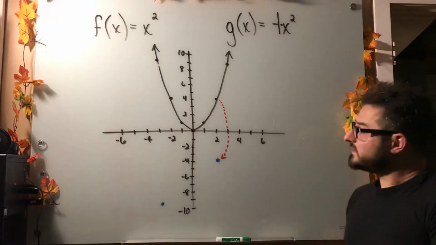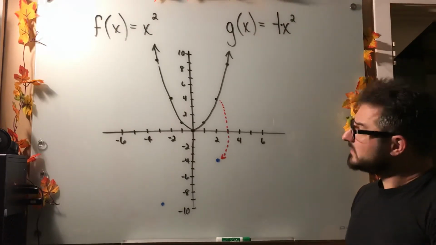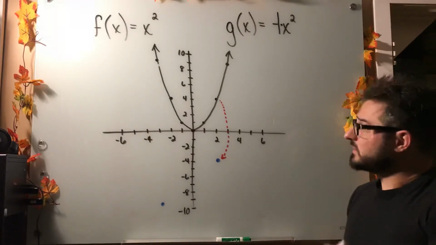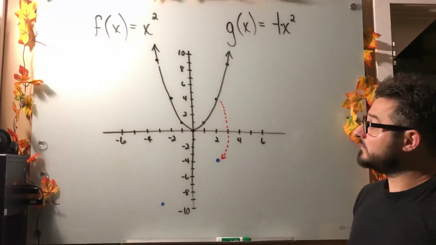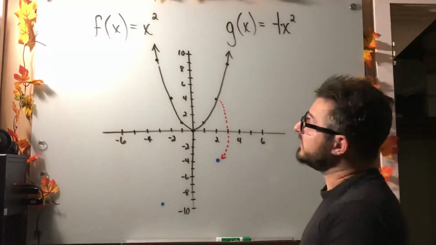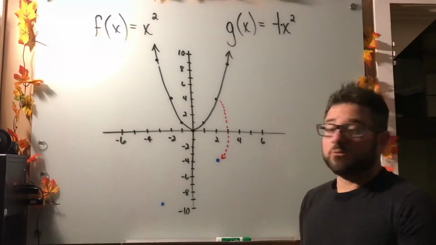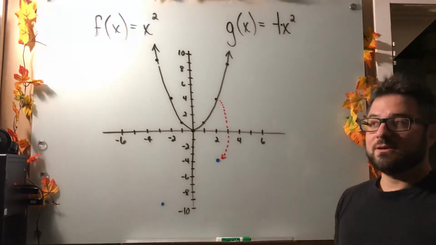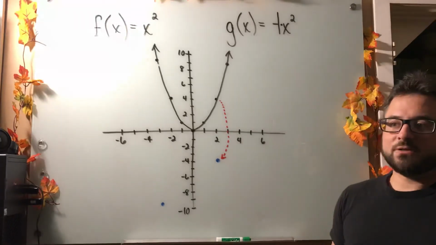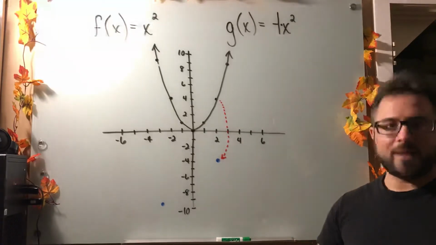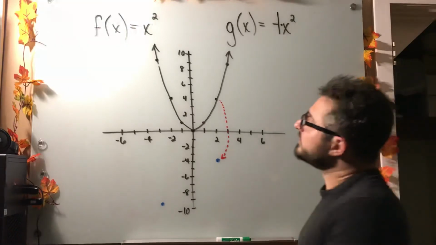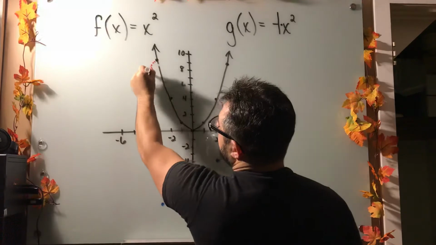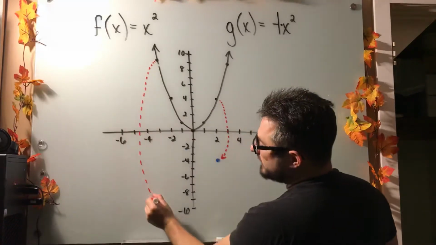Now, unlike a shift where if one point moved a certain number of spaces, they all moved that same number of spaces, that is not the case in the reflection. Picture a mirror, if you will. The closer you stand to the mirror, the closer your reflection is. But if you step backward, your reflection also seems to step backwards. So the further away the point is, the further away its reflection will be.